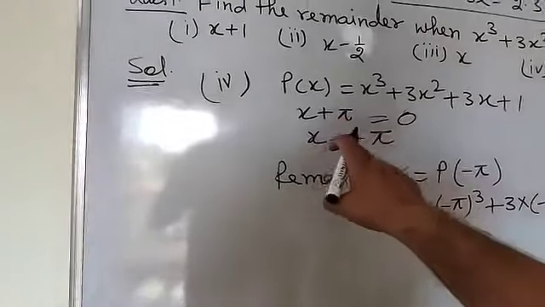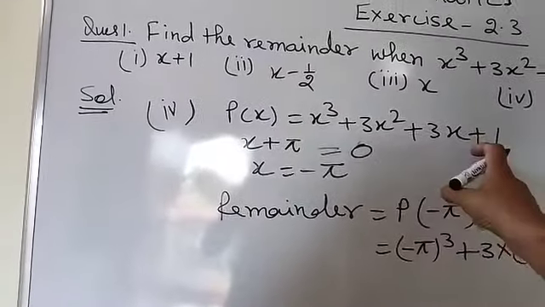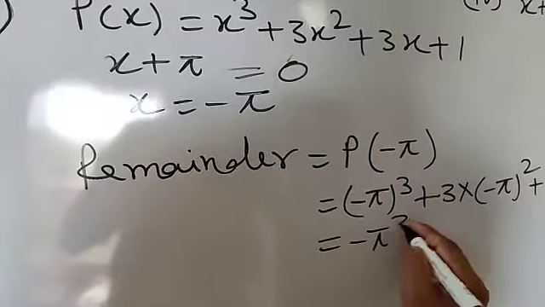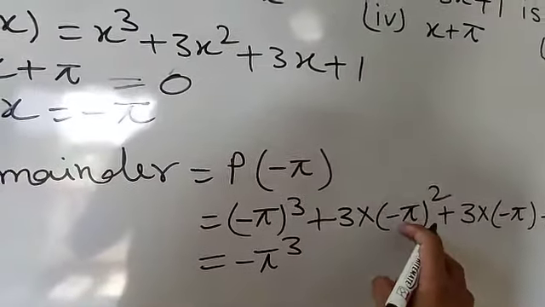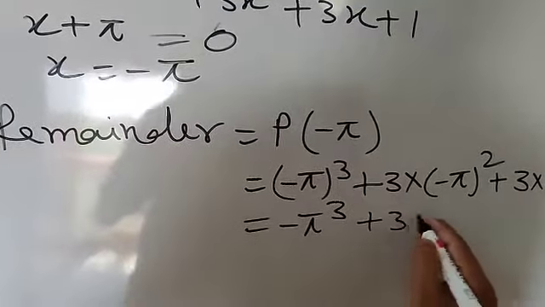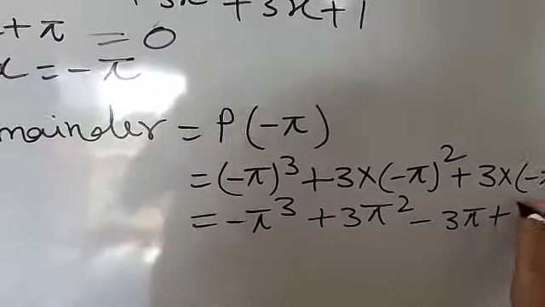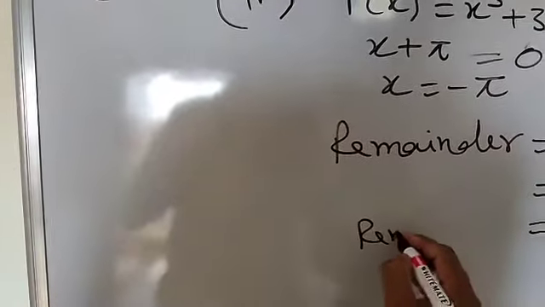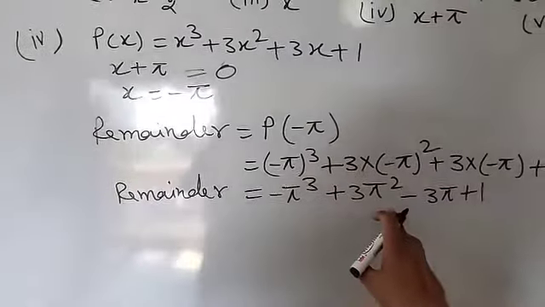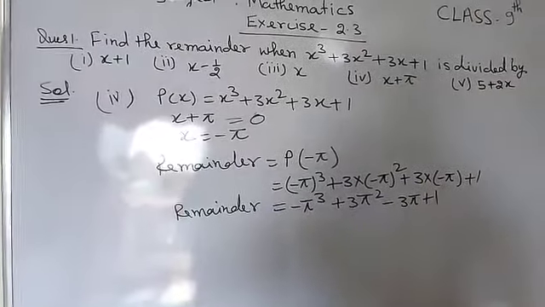Here x plus pi is given, so you got the value of x is minus pi, and x will be replaced in the dividend by minus pi. So minus pi cube, then minus pi square, a negative square will be positive, so pi square, into 3, that is 3 pi square, and 3 into minus pi is minus 3 pi, plus 1. So here the remainder equals minus pi cube plus 3 pi square minus 3 pi plus 1. So it is the solution of the fourth part.